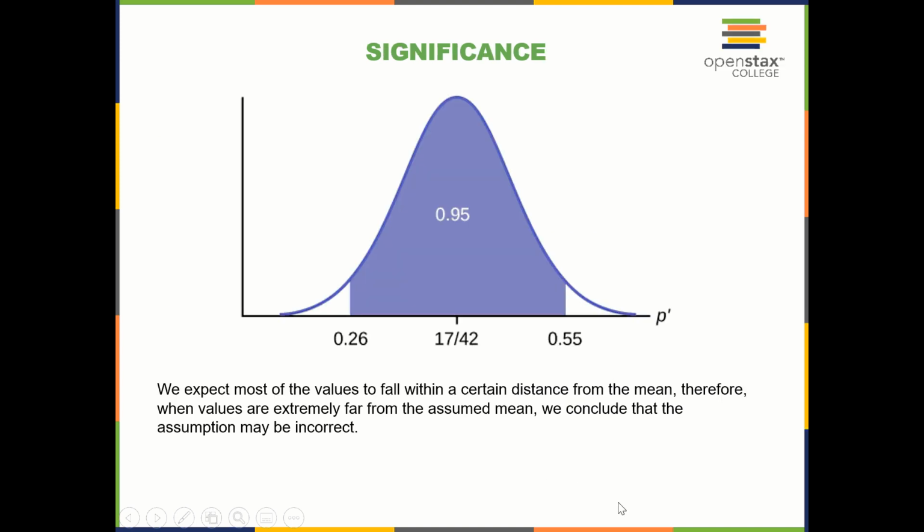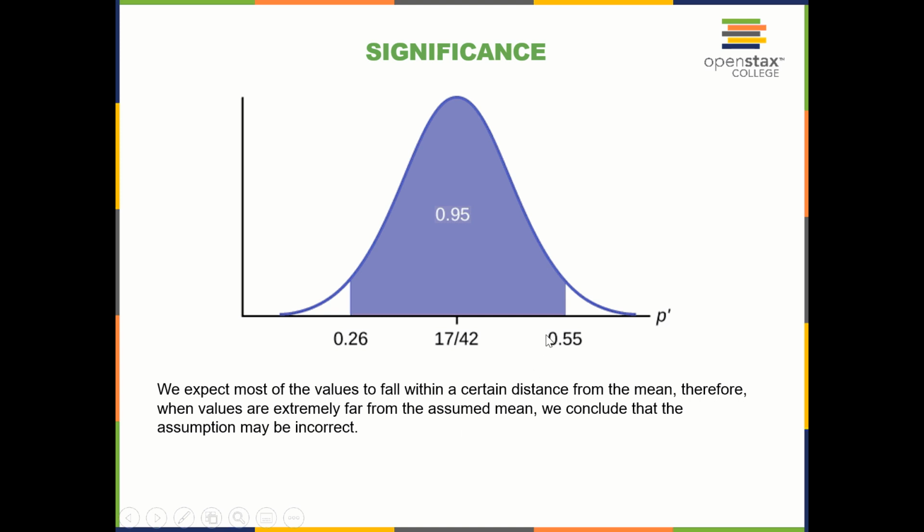Now let's talk about significance. Significance is where we use the fact that we expect a certain amount of the population's values to fall within a specific range. So whatever the center is, say it's a population proportion, we expect 95% of the time, for instance, that we're going to see most values fall within that range. And so this is what we expect. So if something from the sample proportion falls very far away, we might conclude that that assumed population proportion isn't correct.